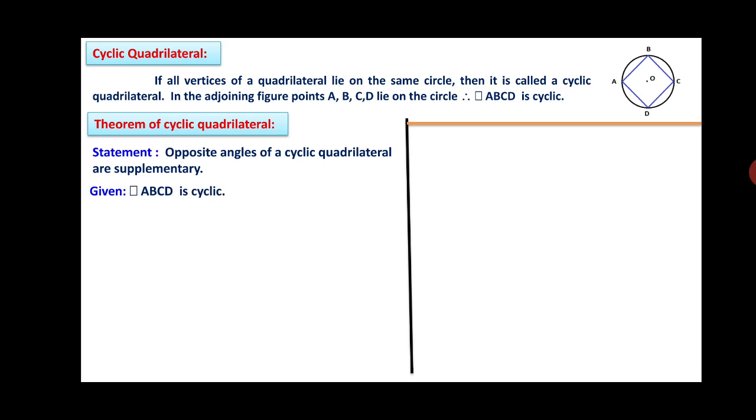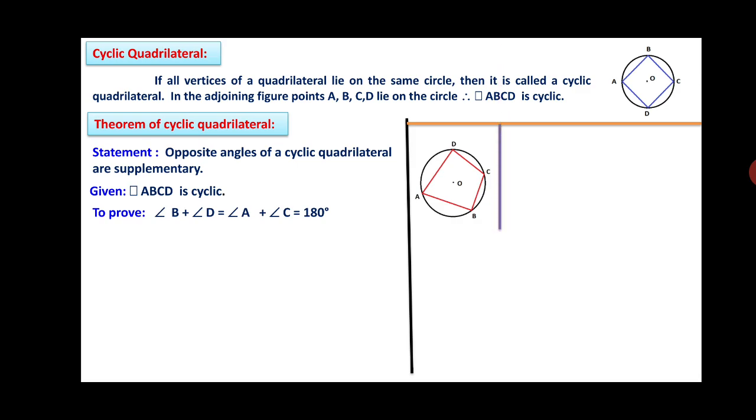So, this is the figure. Therefore, the given quadrilateral ABCD is a cyclic one. What we have to prove is angle B plus angle D is equal to angle A plus angle C, which is equal to 180 degrees. So, quadrilateral ABCD is cyclic, it is a given thing.